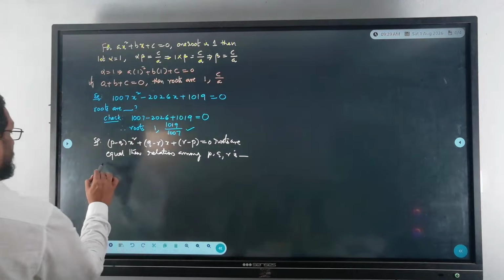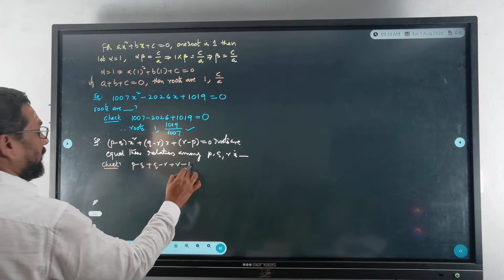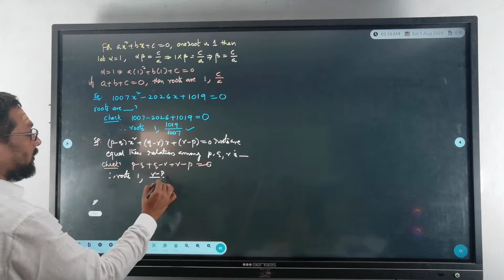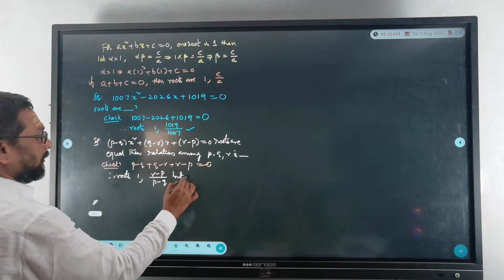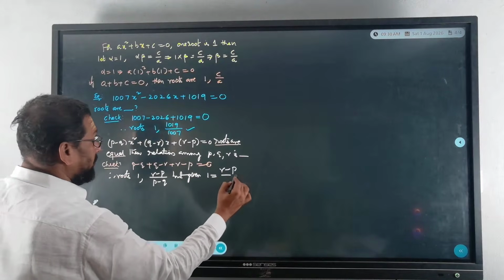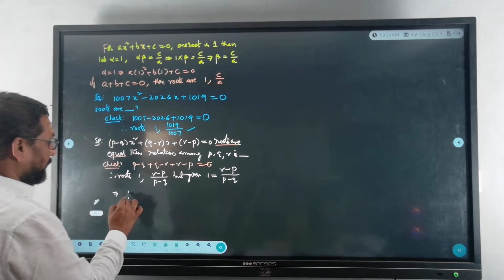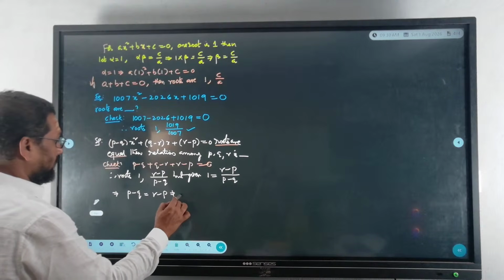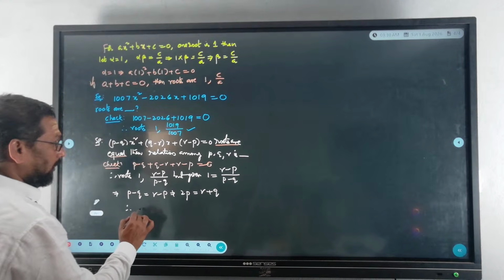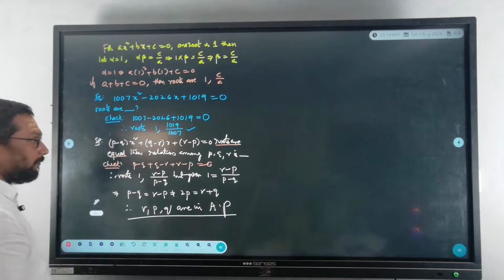So immediately P minus Q plus Q minus R plus R minus P is equal to 0, therefore the roots are 1 and R minus P by P minus Q. But given that the roots are equal, 1 is equal to R minus P by P minus Q. So 2P is equal to R plus Q. Therefore R, P, Q are in AP. That is the relation among P, Q, R.